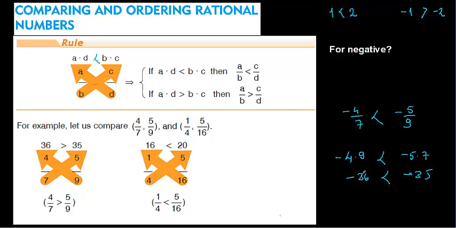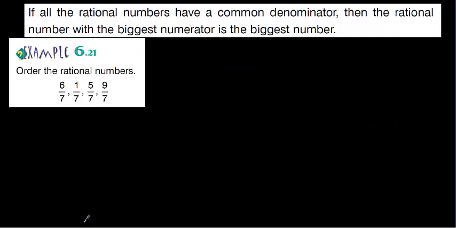Normally 36 is bigger than 35, but when we put the minus sign, -36 is less than -35. So everything we are doing for the positives, for the negatives it's going to be inverse with respect to the greater sign. Okay, here are some exercises.